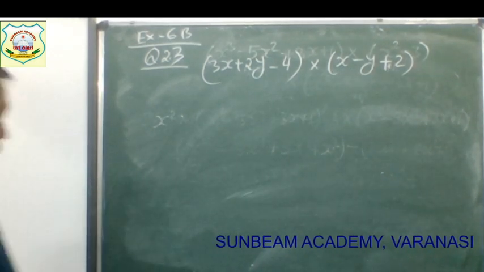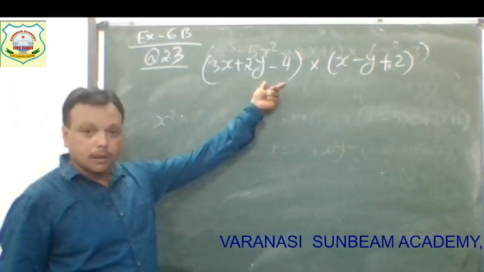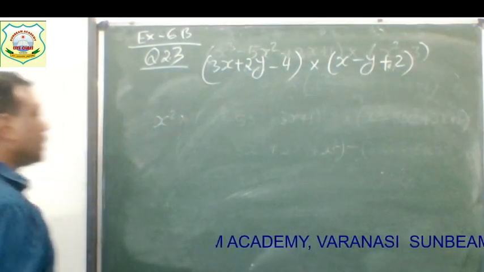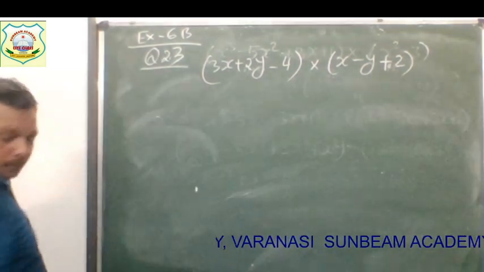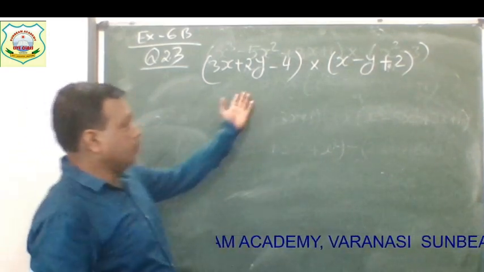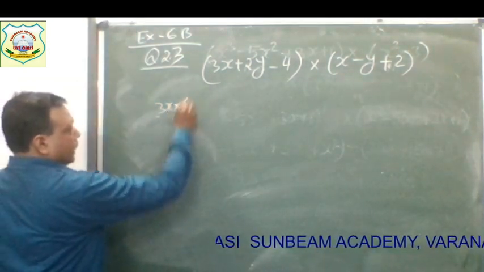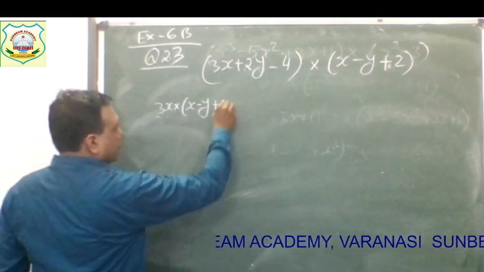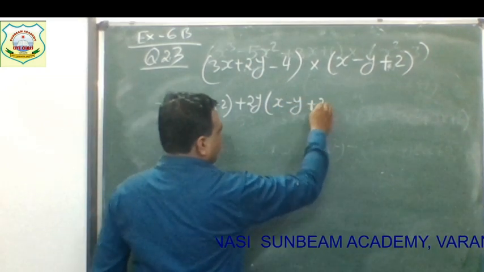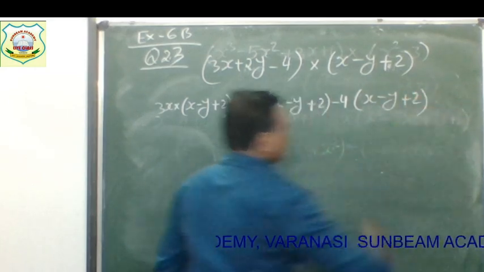Students, this is a little bit different from previous. 3x plus 2y minus 4, this is a trinomial. x minus y plus 2, this is also a trinomial. So now we multiply trinomial by trinomial. So no need to change the place because they both have the same terms. Okay, so 3x multiply x minus y plus 2, plus 2y into x minus y plus 2, minus 4 into x minus y plus 2.